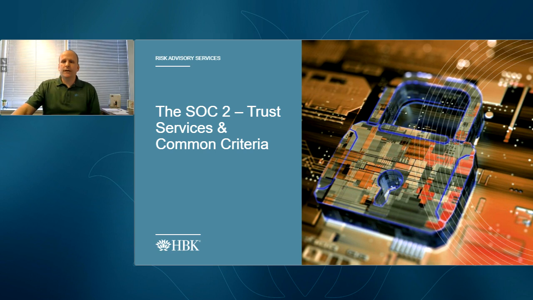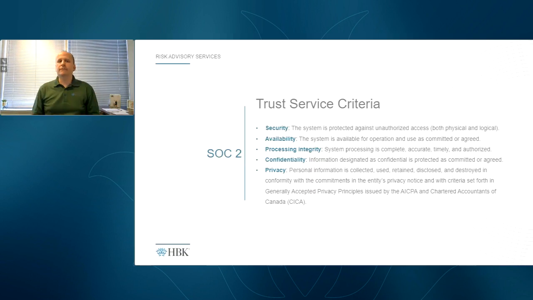So what we'll do is we'll kind of touch on each of these 5. So security is the one that's part of the common criteria, and security is required and will be seen in all your SOC 2 reports. Now, the other four, availability, processing integrity, confidentiality, and privacy, those are optional. So depending on the nature of your organization, the nature of the service organization, it may make sense to include those. It may not make sense.